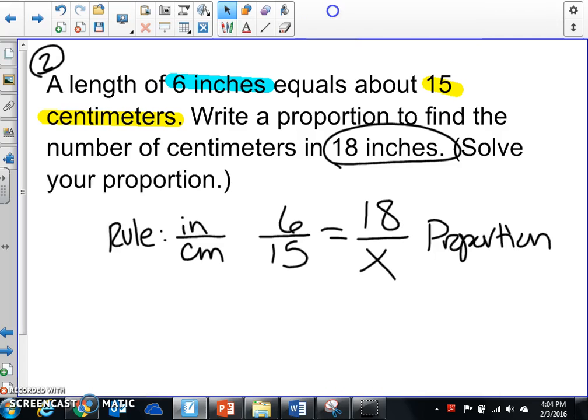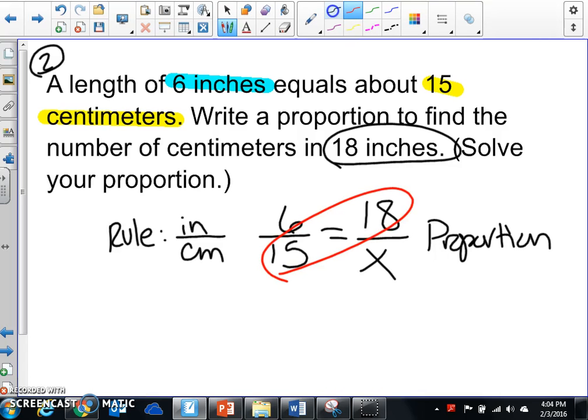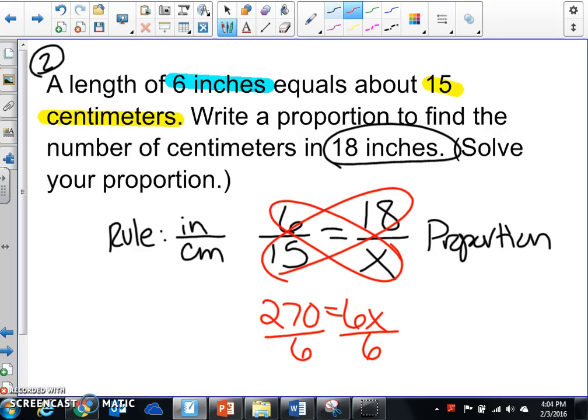Now I can go ahead and solve. 18 times 15 is 270. 6 times x is 6x, and then I divide 6 on both sides. And that gives me 45, and then remember I have to do my unit, and this is centimeters.